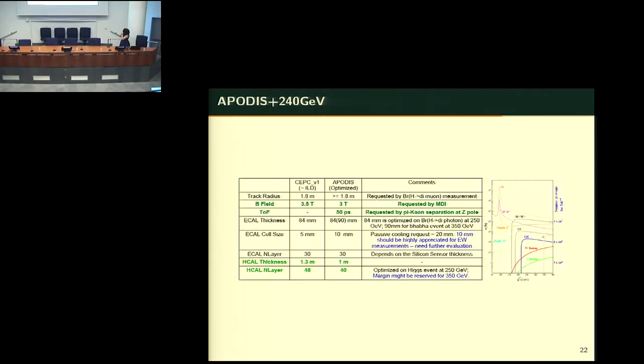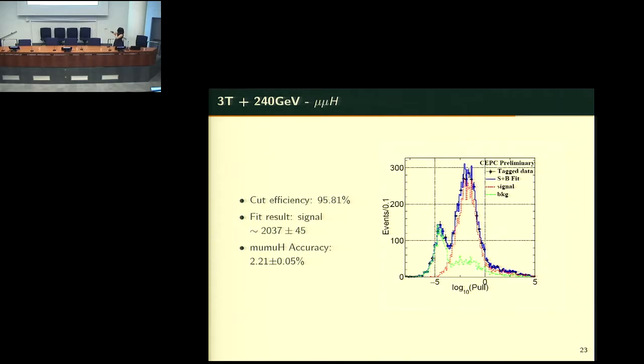And then I switch to the new model and a different center of mass energy, as has already been shown by Manqi's slide. Here is the difference between CEPC V1 and the new design. And we are all familiar with this cross-section, and we know that at 240 GeV, there is less signal and more background.